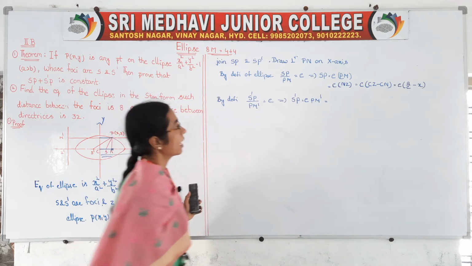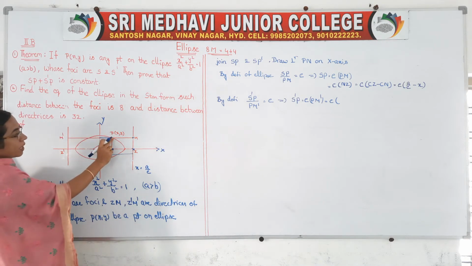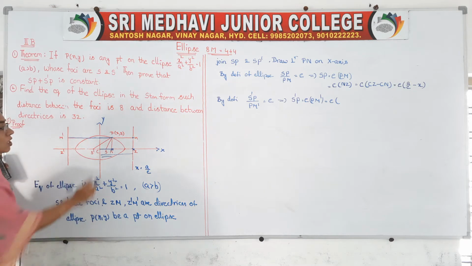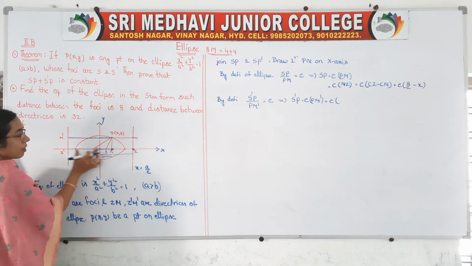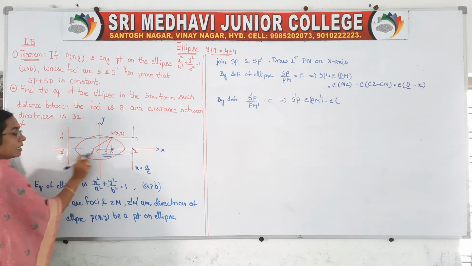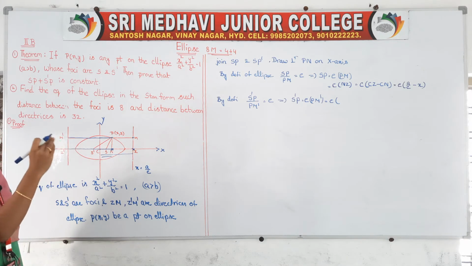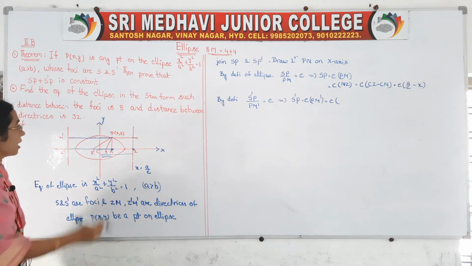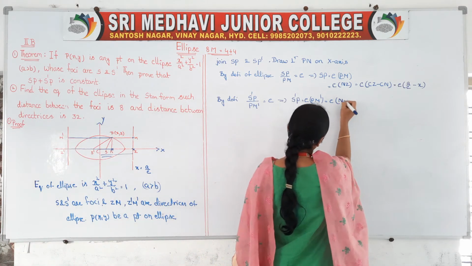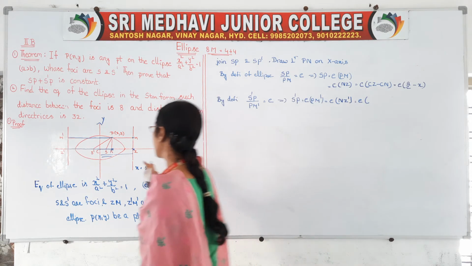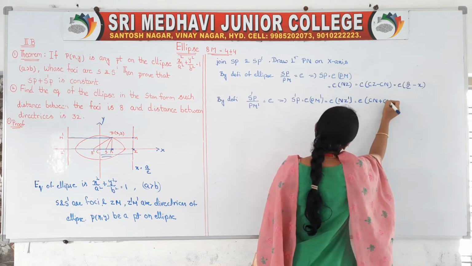Now observe your diagram. It is E into PM dash. Entirely this proof depends on the diagram. PM dash, from here to this distance, the total distance. Can we take this distance as this distance plus this distance? This plus this, that means CN plus CZ dash. Now again by the definition of ellipse, S dash P by PM dash is equal to E. PM dash is exactly the distance NZ dash. Let me write clearly, it is NZ dash. Again NZ dash can be taken as CN, this distance, plus CZ dash. So it is nothing but CN plus CZ dash.